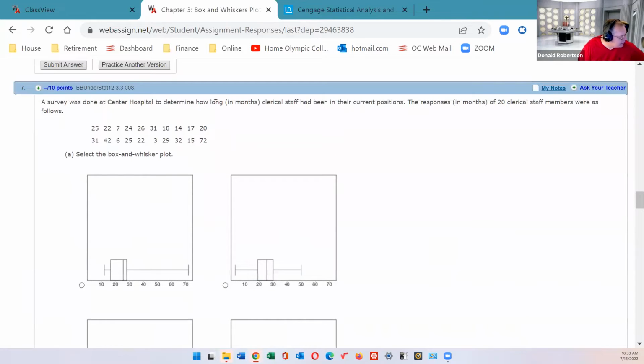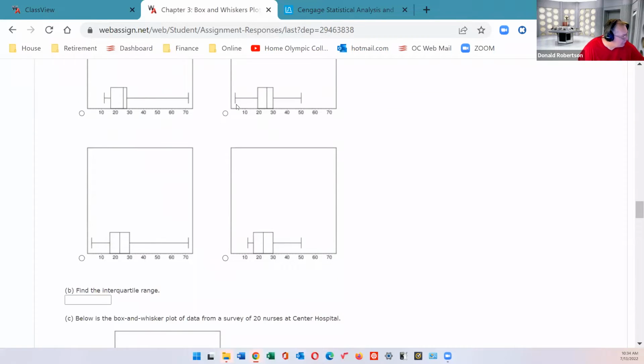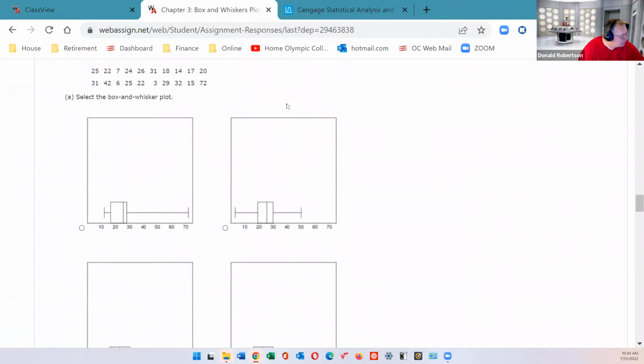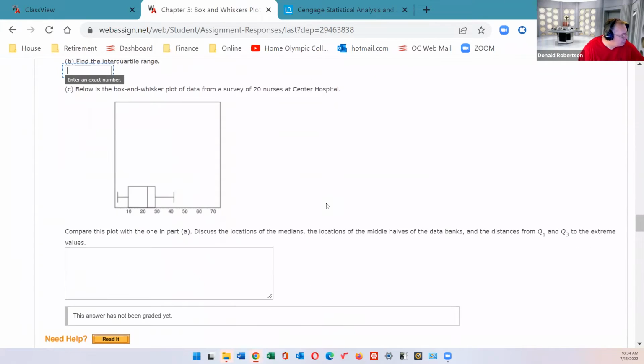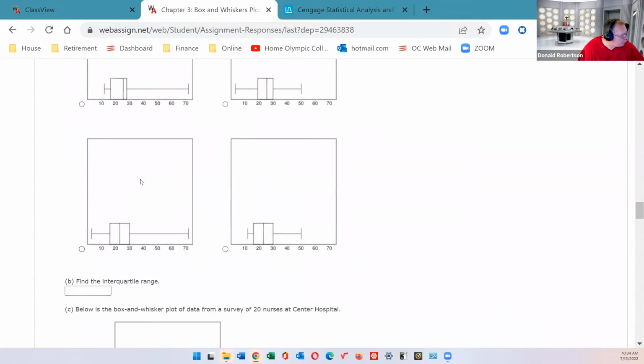Okay, here is a survey that was done at Central Hospital to determine how long in months clerical staff had been in their current position. And the responses in months of 20 of them are given in this table. And we're basically going to create a box plot, find interquartile range, and then we'll do a comparison.